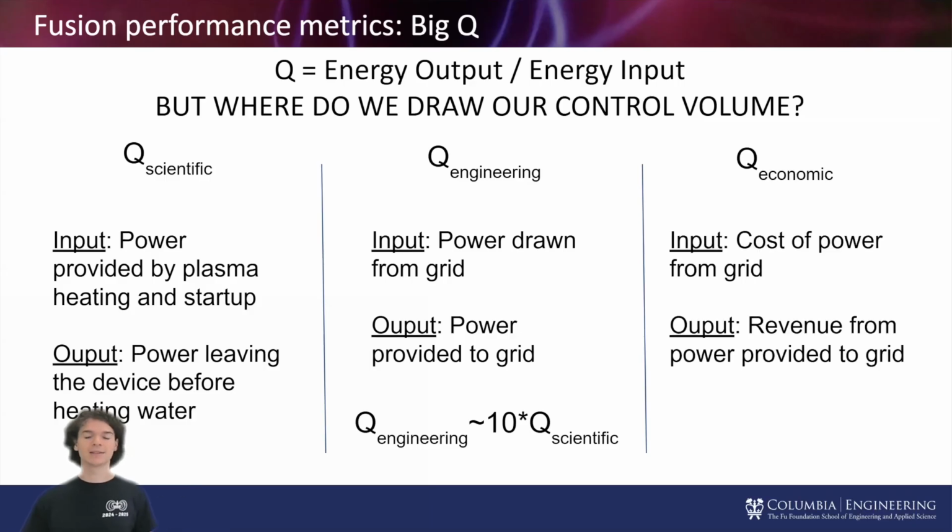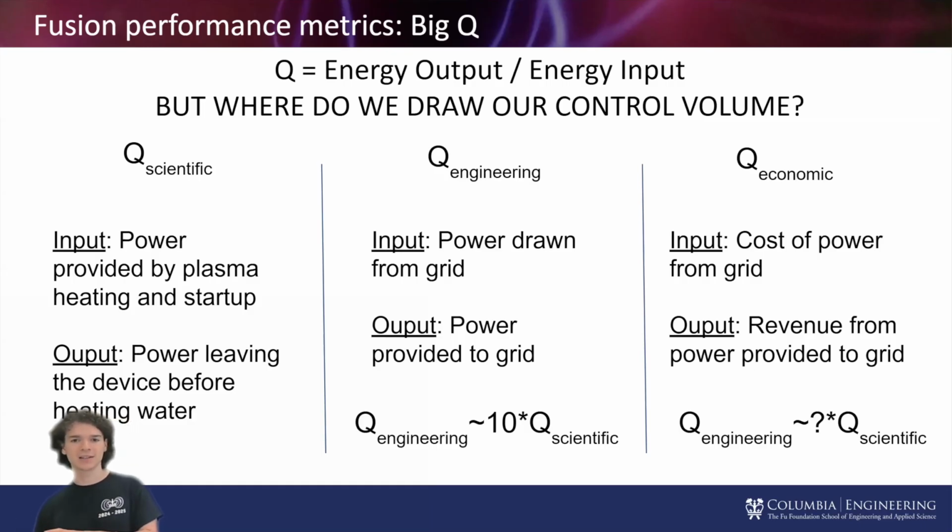And now the economic one is defined a little bit differently. It's the cost of power from the grid, that's the input, and then the revenue from the power provided to the grid, that's the output. Now, what actually matters and what do we usually refer to? Well, first of all, it's not totally clear how a scientific Q and an engineering Q relate to the economic Q. That needs lots of complex analysis, and it changes with time, and with how different materials and processes change prices, and inflation and whatnot.